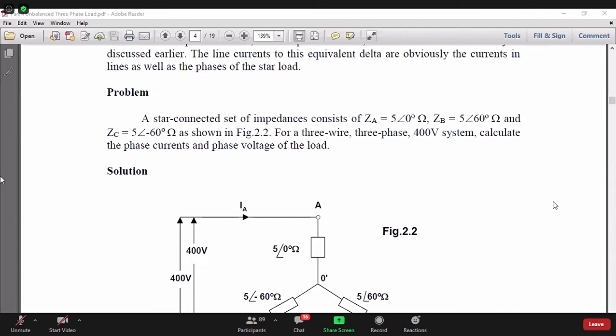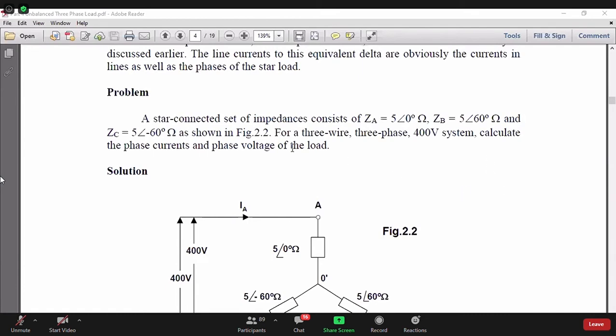What is stated? Three impedances, ZA, ZB, ZC. And it's a three-phase 400 volt system. That means line voltage is 400 volt. Again, repeatedly I am telling that if nothing is stated, this voltage is line. Calculate the phase current and the phase voltage of the load, not the source, voltage of the load.